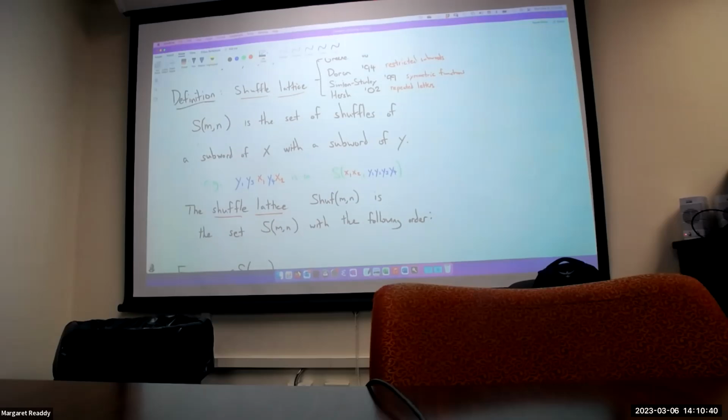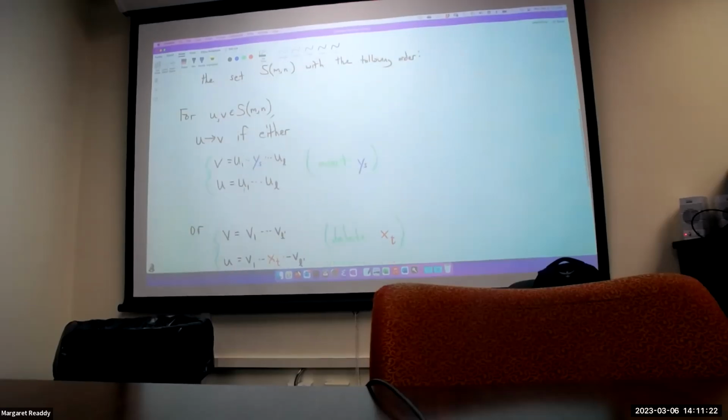Yeah, so S of m comma n will be defined to be the set of possible shuffles of a subword of the x word with a subword of the y word. These are all the intermediate products we can produce. So for example, this word here, y1, y3, x1, y4, x2, would be a shuffle word between x1, x2, and y1 through y4. How do I find that? Well, I just pick any subword of x's. Here, I just take both of them. I could take any subword of the y's. Here, I just drop the y2. And then I imagine I have my y stack and my x stack, and I just shuffle them together so they form one stack, or one word.